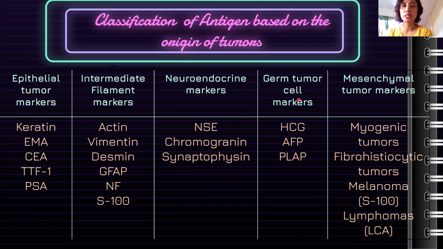Germ cell tumors are tumors of cells that come from your reproductive system. For example, HCG, human chorionic gonadotropin. When you are pregnant, your HCG levels rise. And class, if you have choriocarcinoma, that is cancer from abnormal pregnancy, that is also HCG.